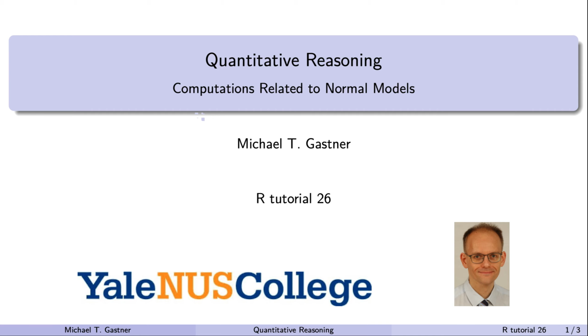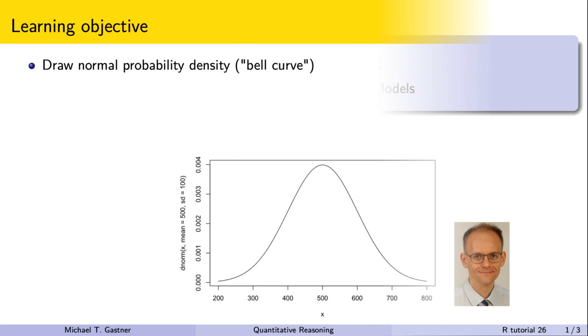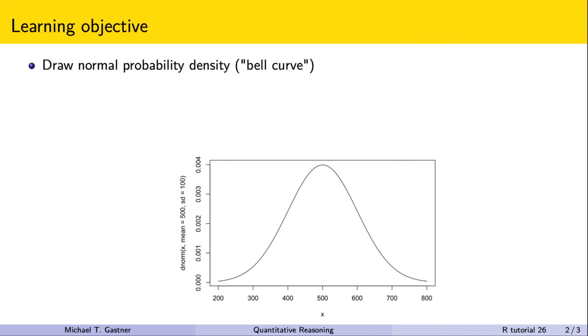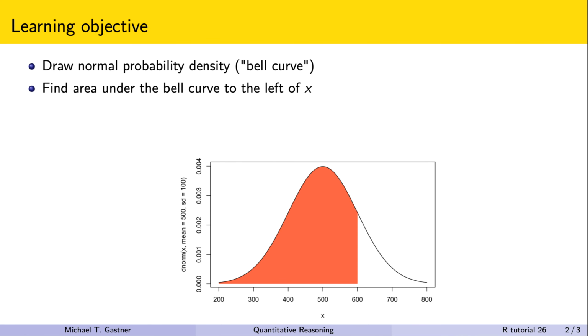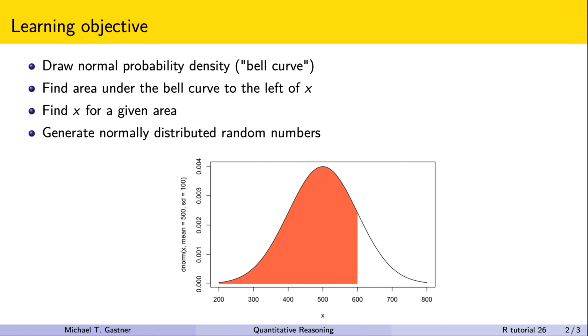A common assumption in statistics is that quantitative data are consistent with the so-called normal model. A normal model is a mathematical idealization which fits many, but not all, real-world data. In this tutorial, we learn how to draw the bell-shaped curve that represents the probability density of a normal model, find the area under the bell curve to the left of a given x value, find the x value that corresponds to a given area, and generate random numbers that are consistent with the normal model.